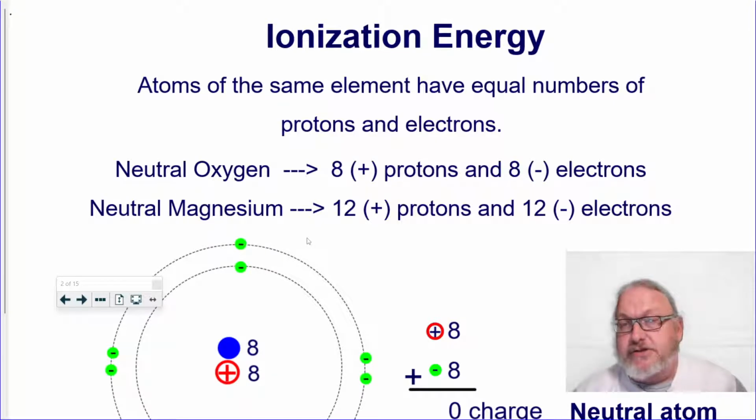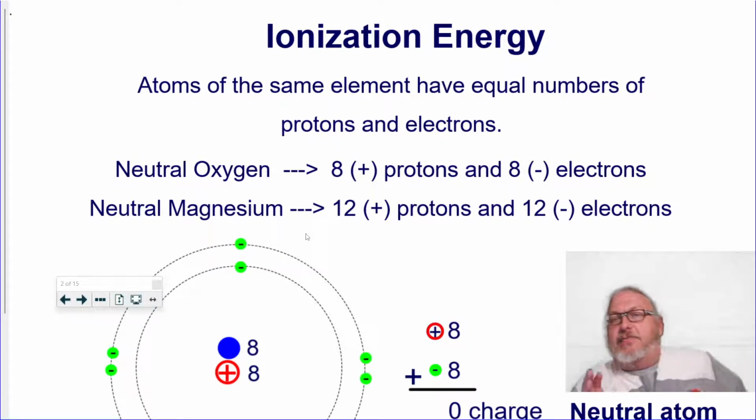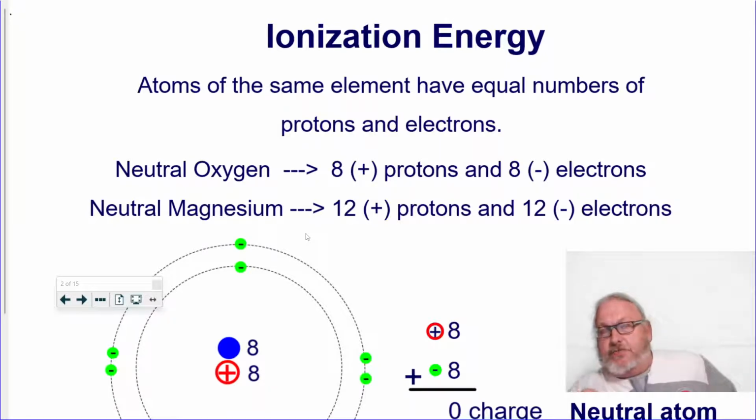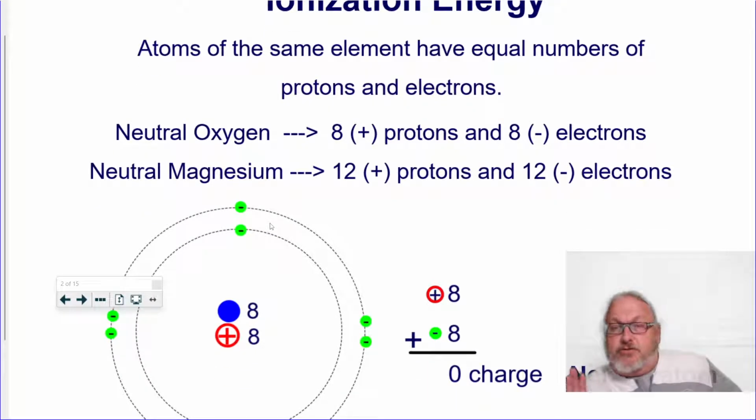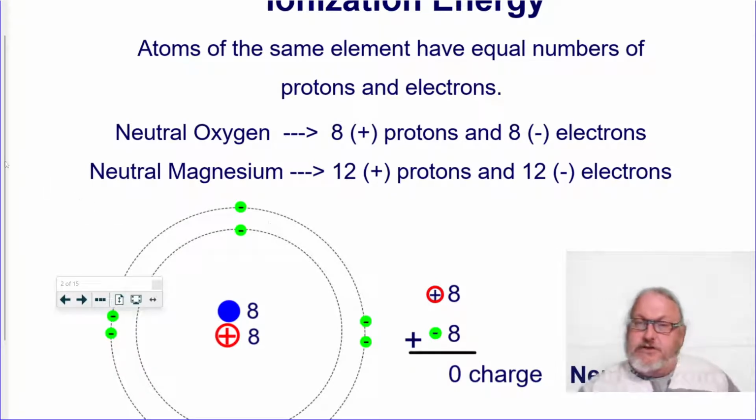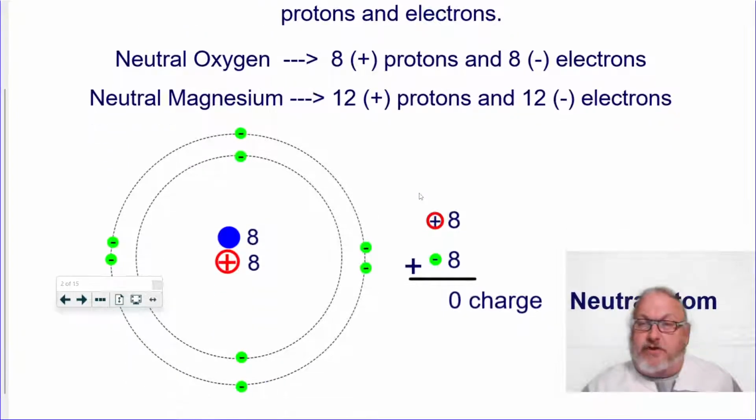So ionization energy. If we think that atoms of the same element are going to have equal numbers of protons and electrons, we learned that the first couple of weeks. So neutral oxygen is going to have 8 protons and 8 electrons. Neutral magnesium is going to have 12 protons and 12 electrons.